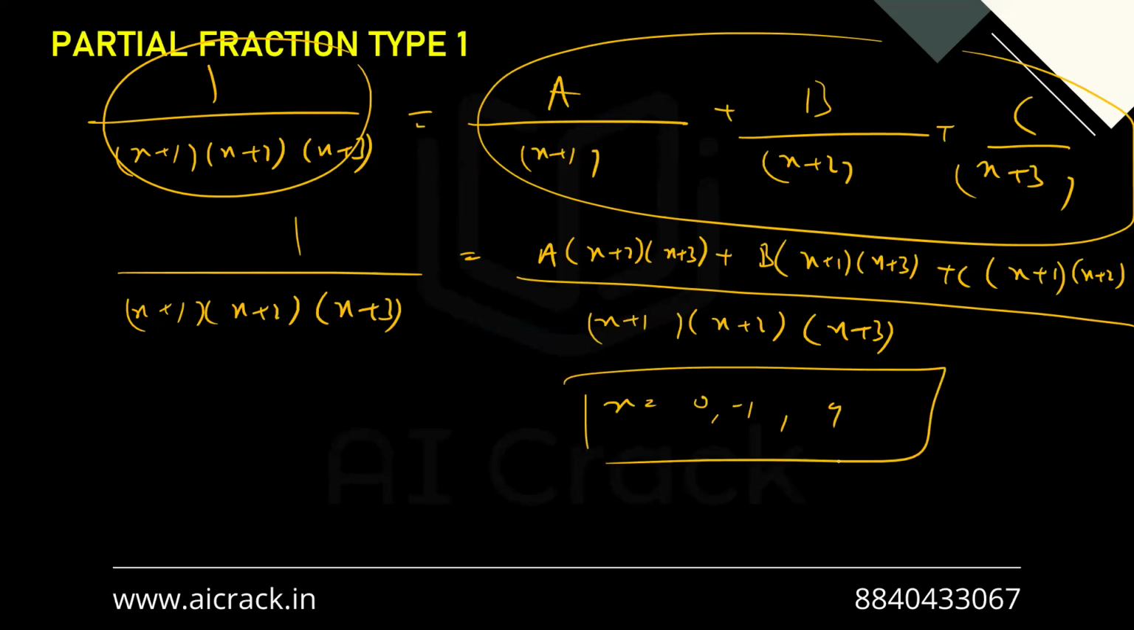Based on these three values, we'll get three equations in terms of a, b and c. You can use these three equations to find the values of a, b and c. Once you get the values of a, b and c, you can plug them in over here and find these integrals. These are very standard integrals. Simple. So this is the practical approach on how to solve a partial fraction question.